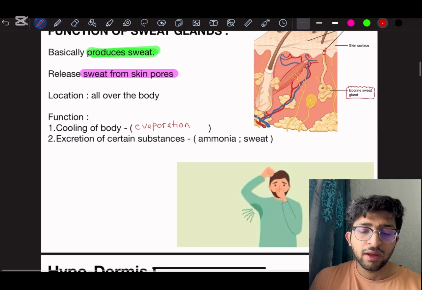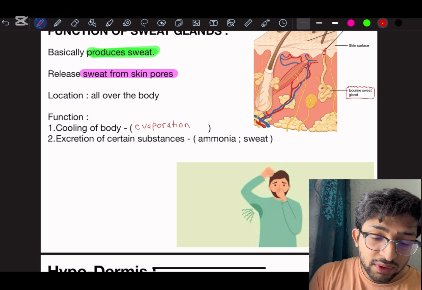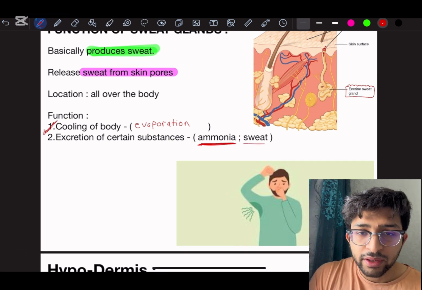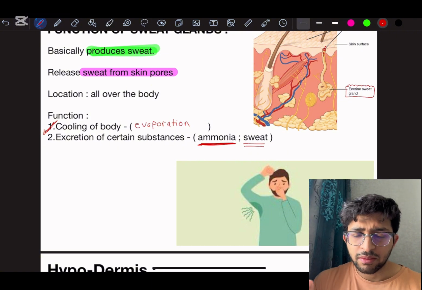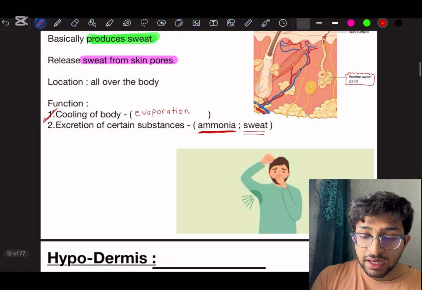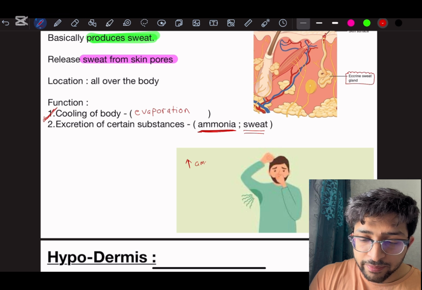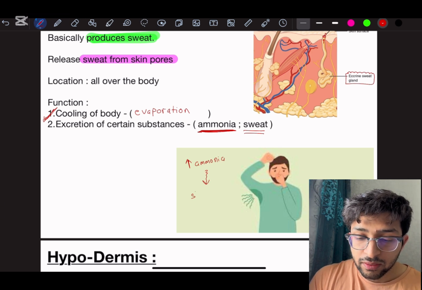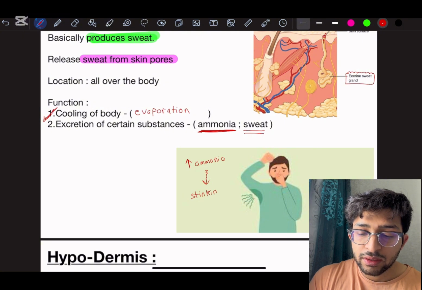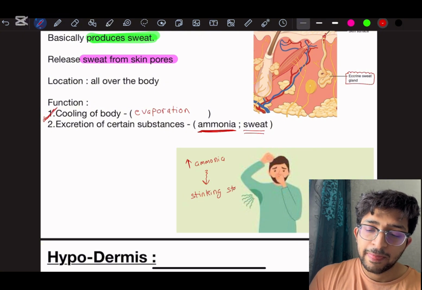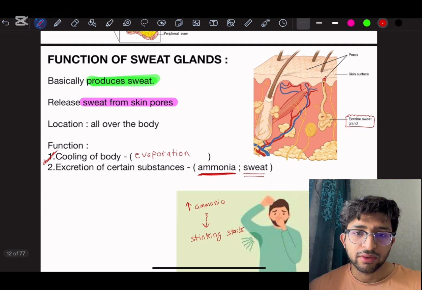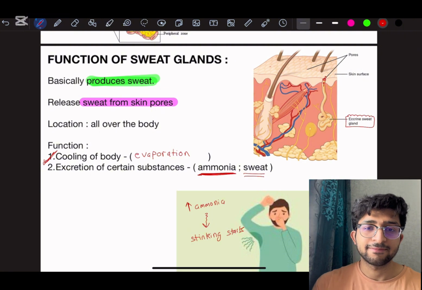evaporation, right? And they release two things: ammonia and the sweat, the water content basically. And the increase in ammonia is the reason why we stink. Okay, so this was about the sebaceous glands, and this was about the sweat glands. So now you know the difference perfectly.